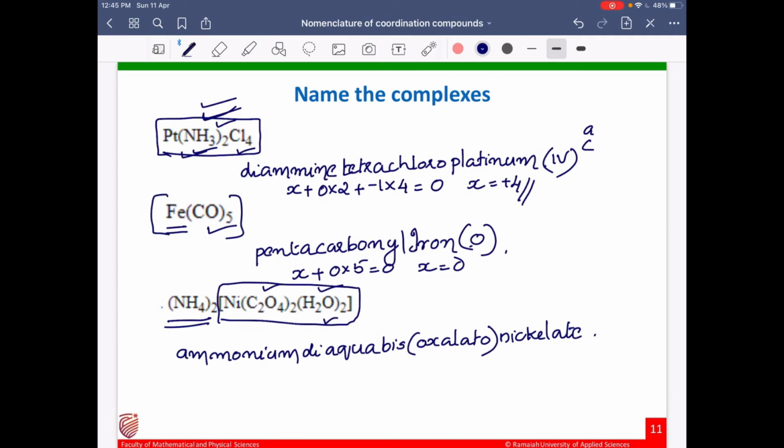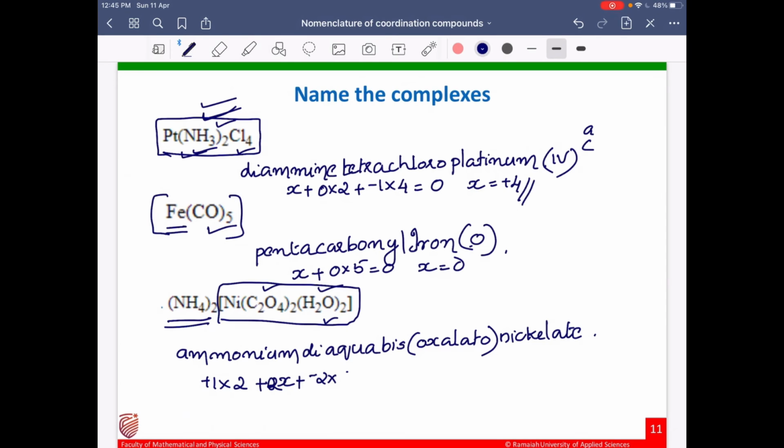How will we find the oxidation state? That we will study now. Ammonium, we know that it has a charge of +1. So how many are there? Two. Nickel, we don't know the charge, X. But total two nickels are there, so it will be 2X. Plus oxalate, we know the charge as -2, so -2 into, total 2 into 2.